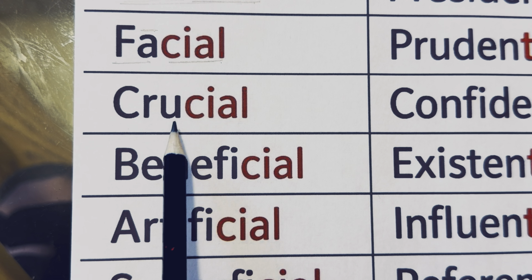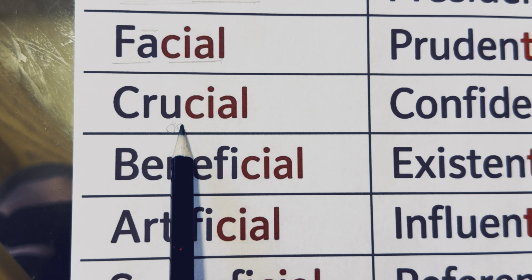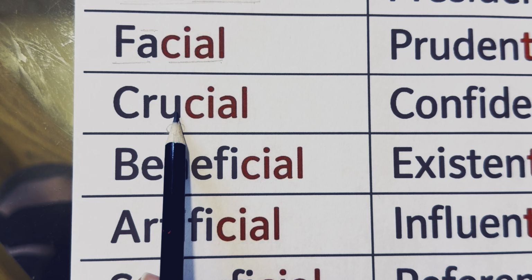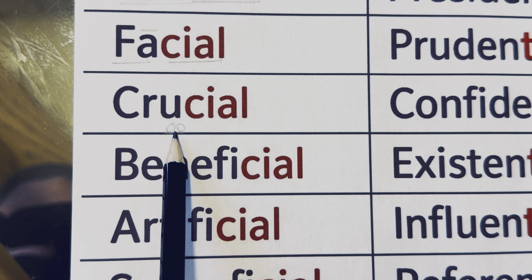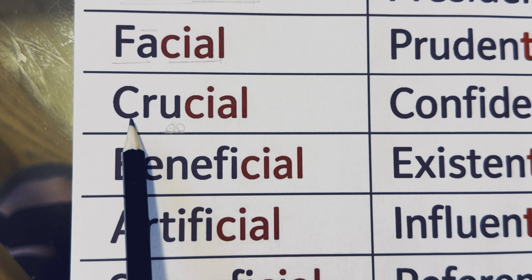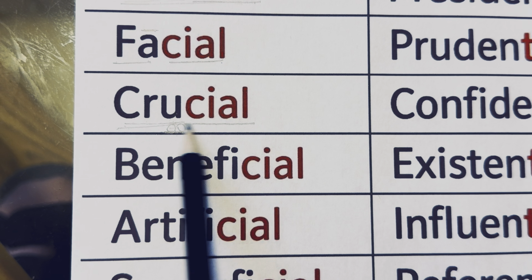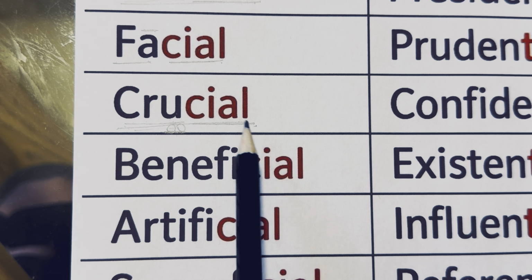U. In this word, I am reading long vowel U sound. For letter U, the sound of U is A. But in this word, I am reading U as U sound, long vowel U. Cru, shall, crucial, crucial.